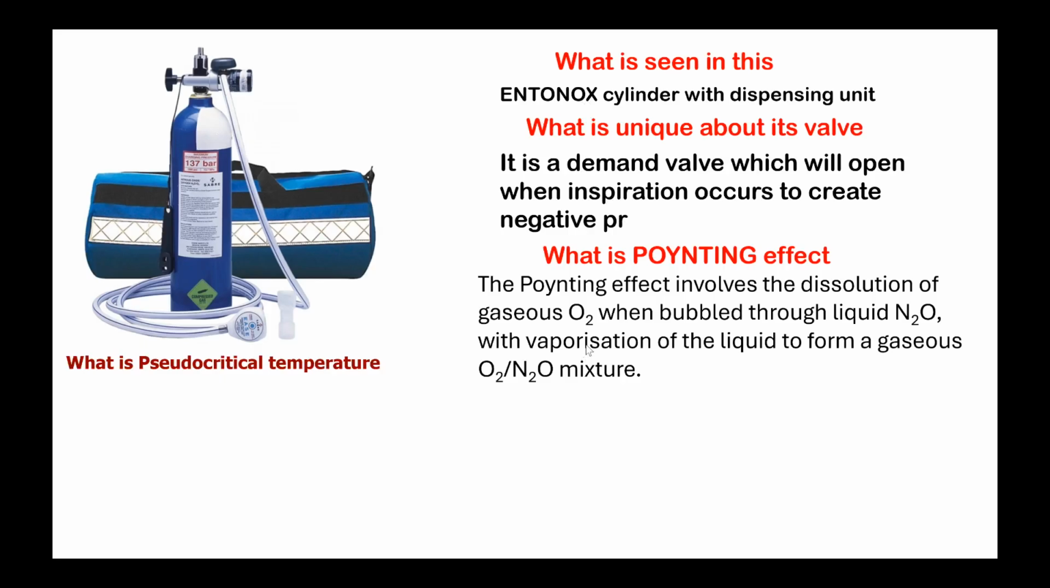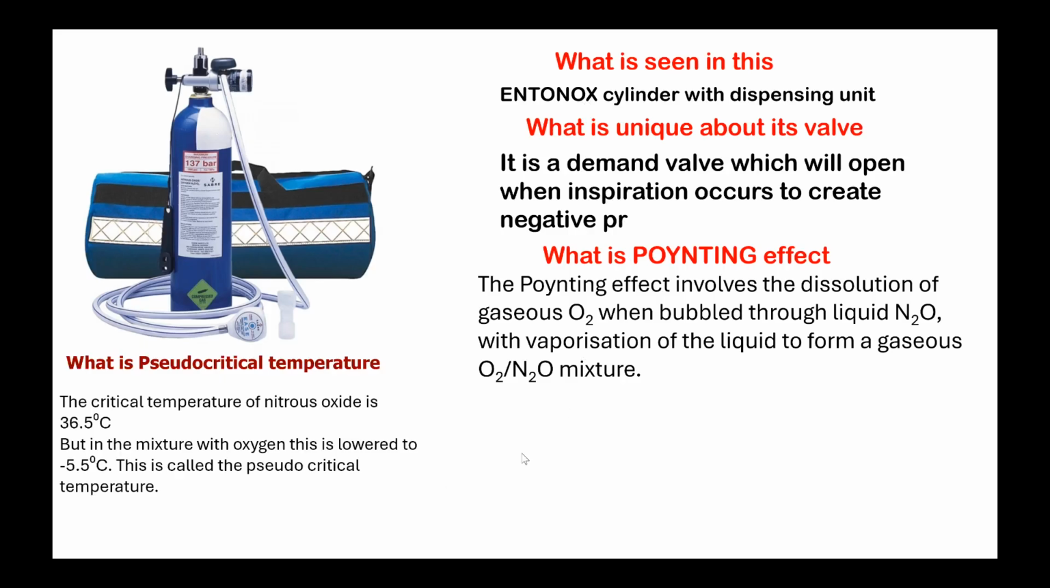What is pseudo-critical temperature? The critical temperature of nitrous oxide is 36.5 degrees, but in a mixture with oxygen, this is lowered to minus 5.5 degrees centigrade. This is called the pseudo-critical temperature. So when two different gases are mixed together, we attain a new temperature, called the pseudo-critical temperature, beyond which it cannot be compressed.